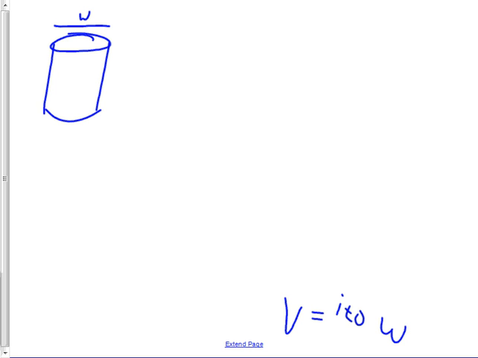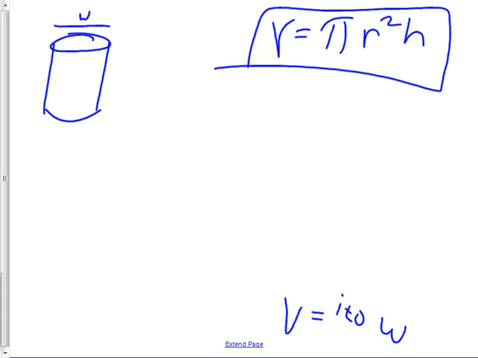The volume equation. And in case you forgot the volume of a cylinder, it's pi r squared times what? The height. That's the pure form of the volume formula. Now, what's wrong with this as it is? Because that's volume in terms of radius and height. And I want it in terms of this thing I'm calling W.